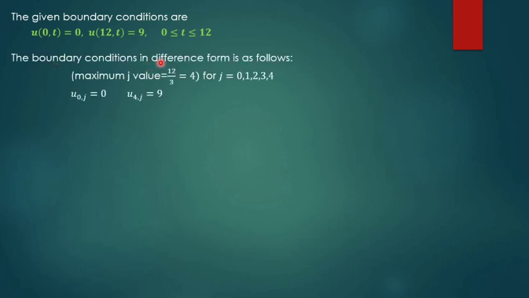The boundary conditions are given to be 0 and 9. So these two are independent of t. You may write these equations in difference form, that is using j. J is the variable for denoting t. So j's maximum value is found from this. We have taken k to be 3, that is the increment in time to be 3. So you divide it by that, and u of 4 comma j is equal to 9.